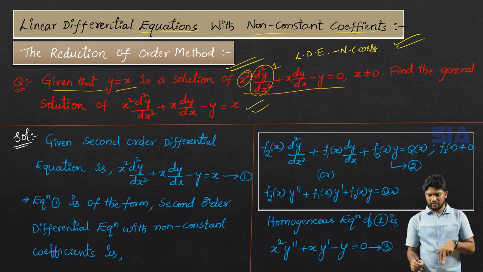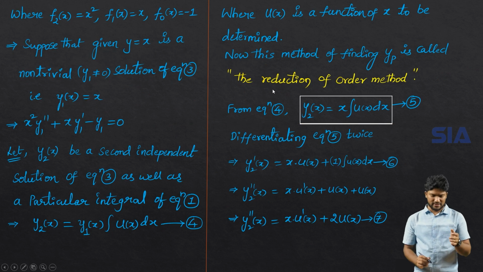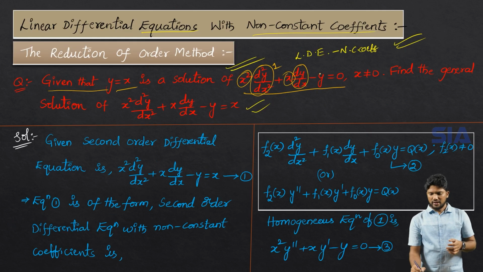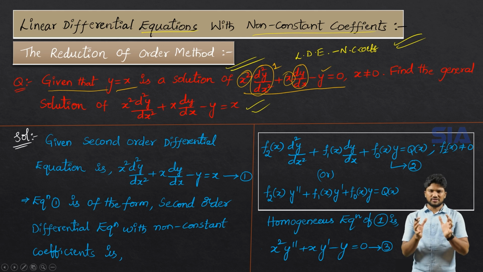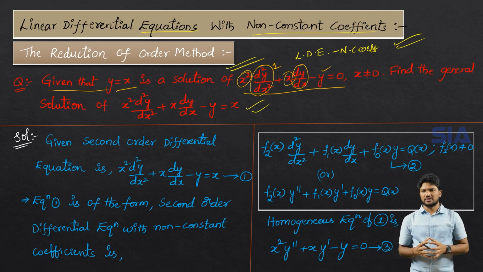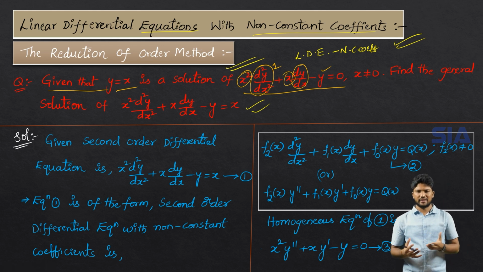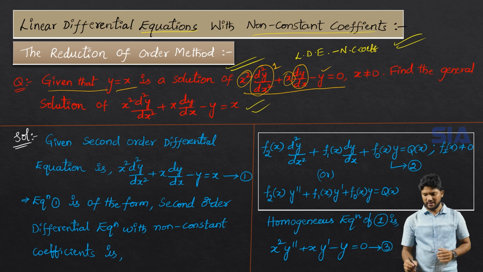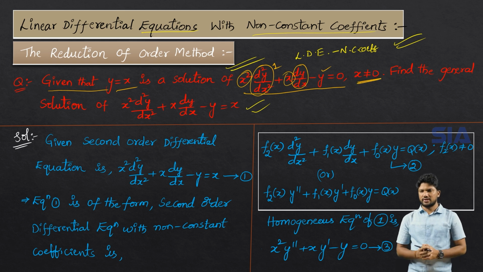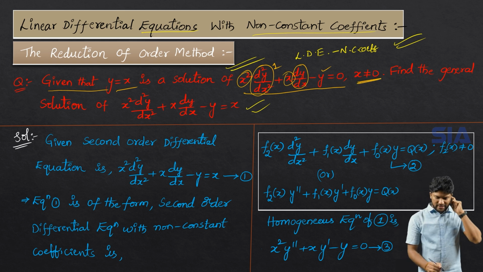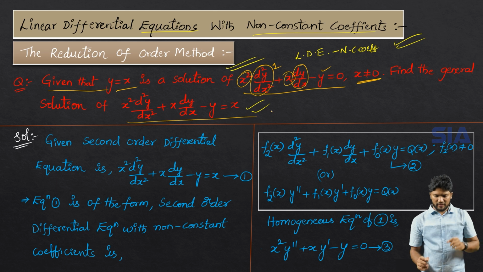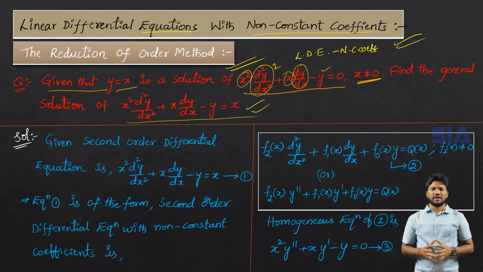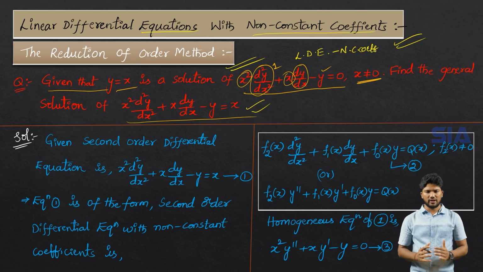Here the coefficient of d square y by dx square is x square, the coefficient of dy by dx is small x, and here you have small y. The coefficients are non-constant values, meaning in variable format, x square and x. Where x naught is equal to 0, find the general solution of the given equation x square d square y by dx square plus x into dy by dx minus y is equal to small x.